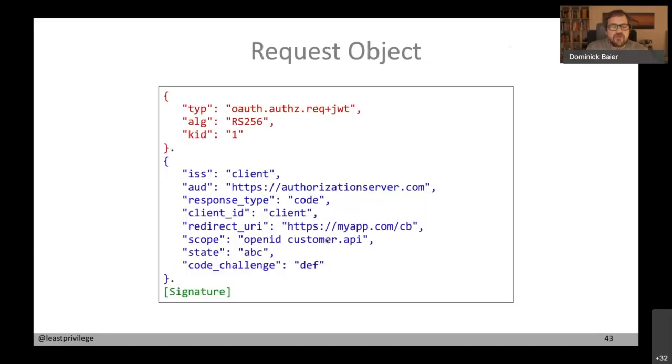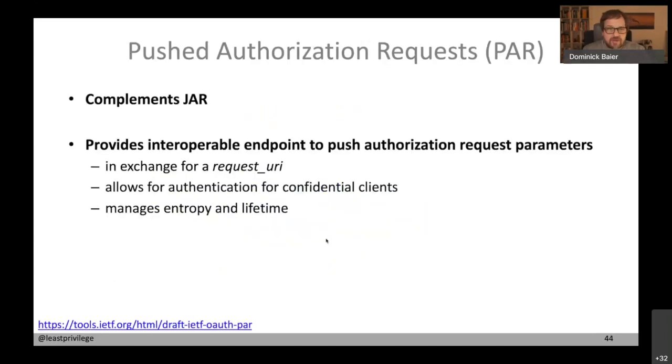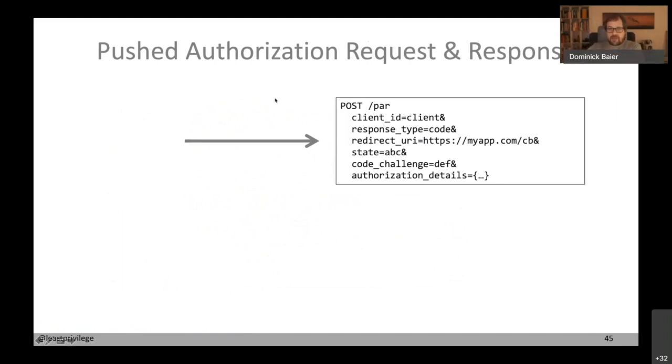To make this a little bit easier, there's another spec which sits on top of JAR, basically. It's called PAR, for pushed authorization requests. And the idea is, instead of the client having to create that JSON Web Token and putting it on the query string, how about the client would first, before it even opens the front channel, open a back channel to the authorization server and basically push all of the parameters to the server. Again, this call can be authenticated, which gives us the same benefits as with JAR. We can authenticate the client even before the first request happens.